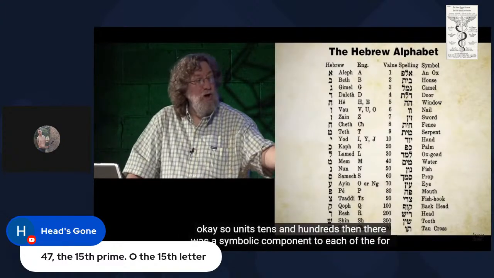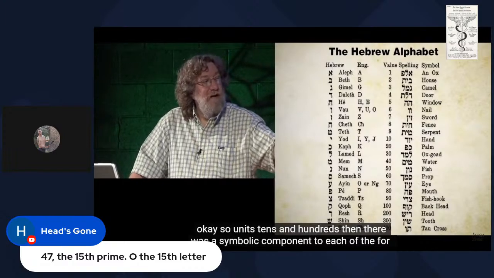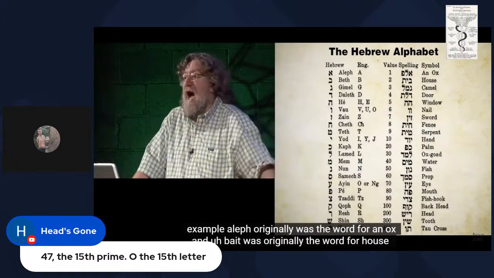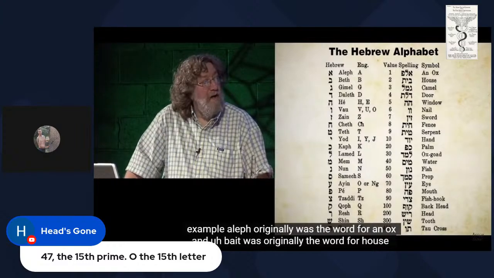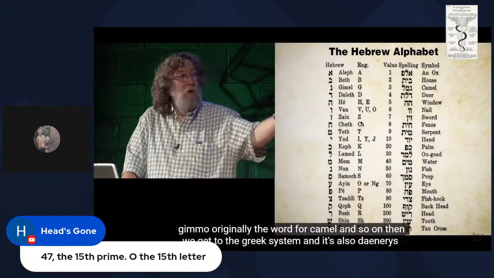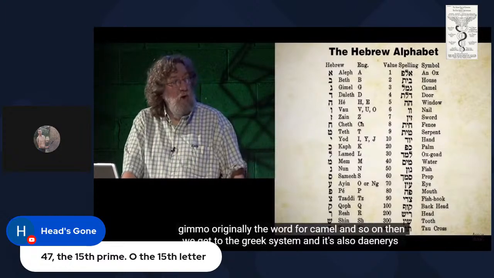Then there was a symbolic component to each of the letters. For example, Aleph was originally the word for an ox. And Bet was originally the word for house. Gimel, originally the word for camel, and so on.